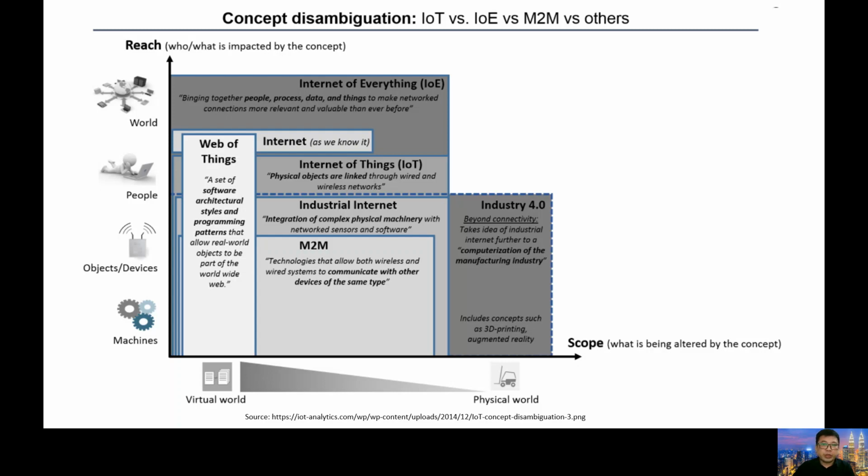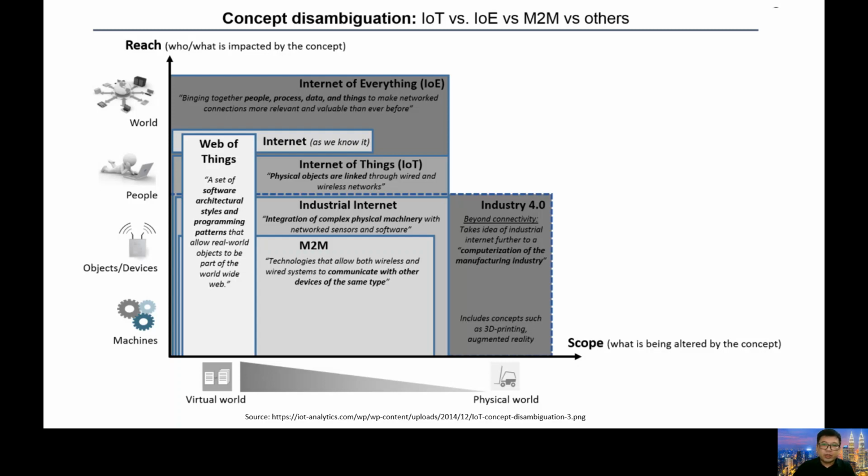For the Internet as we know it, the Internet is a fairly small box right here in this graph. It connects only people. For the Web of Things, on the left-hand side, the Web of Things is much narrower in scope than the other concepts, as it solely focuses on software architecture. For the Internet of Everything, or IoE, it's still a rather vague concept. IoE aims to include all sorts of connections that one can envision. The concept thus has the highest reach.